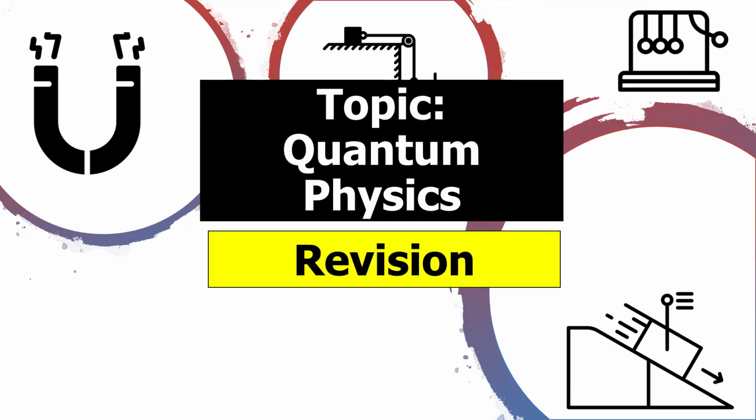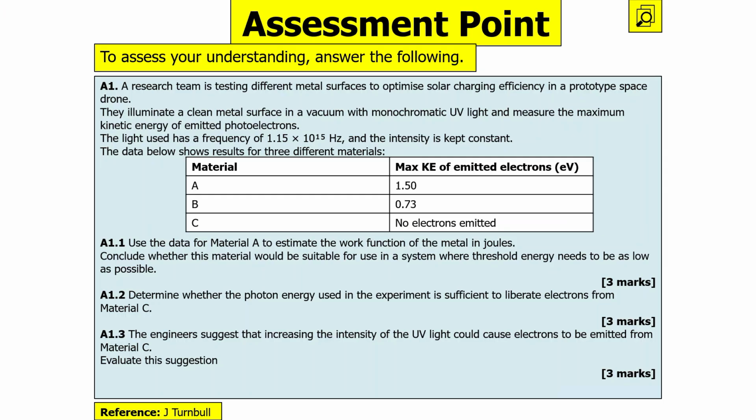So let's have a look at some questions regarding quantum physics. The first question says, a research team is testing different metal surfaces to optimize solar charging efficiency in a prototype space drone. They illuminate a clean metal surface in a vacuum with monochromatic UV light and measure the maximum kinetic energy of photoelectrons. The light used has a frequency of 1.15 times 10 to the 15 Hz, and the intensity is kept constant. The data below shows the results for the 3 different metals.